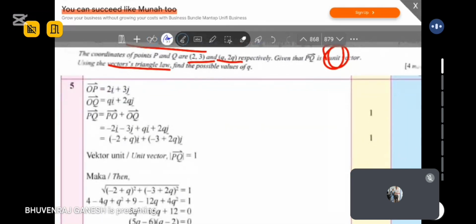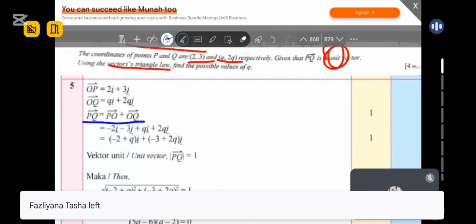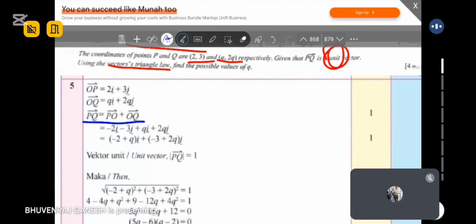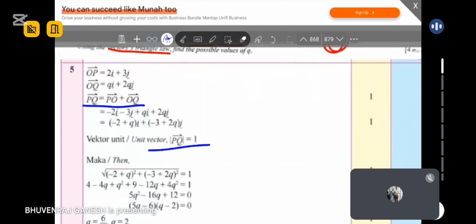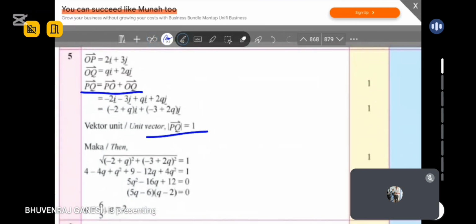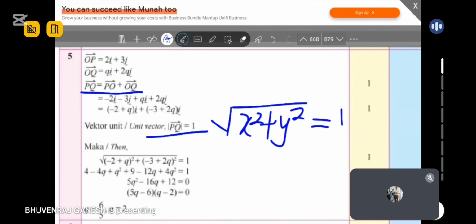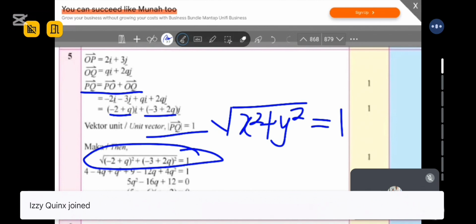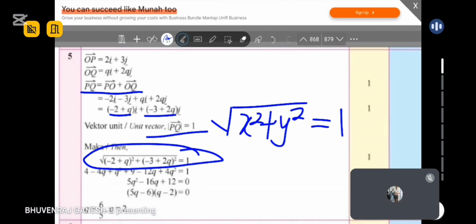So of course you must find PQ. PQ is equal to PO plus OQ. Then work it out, and magnitude PQ equals 1. Use the magnitude formula: square root of x squared plus y squared equals 1. This is x, this is y. Then square both sides of this equation, expand and solve your quadratic equation. You will have 2 answers.